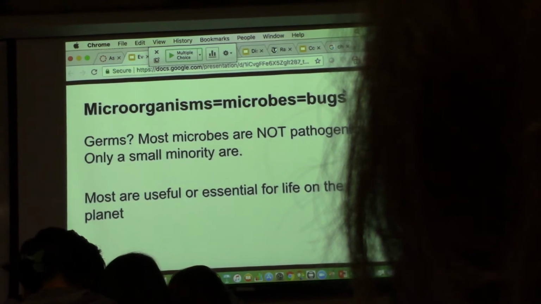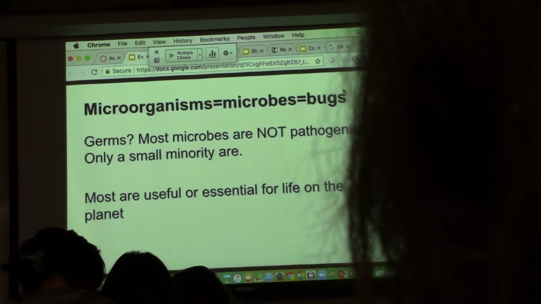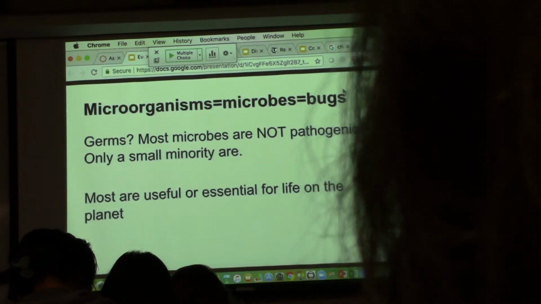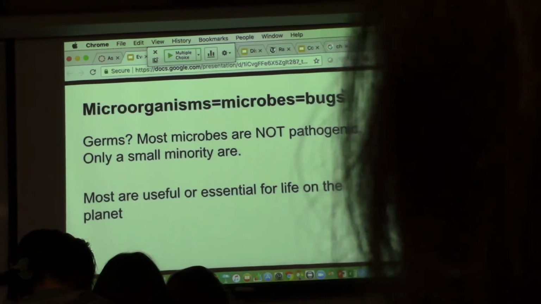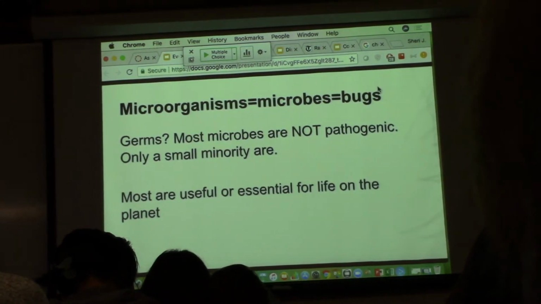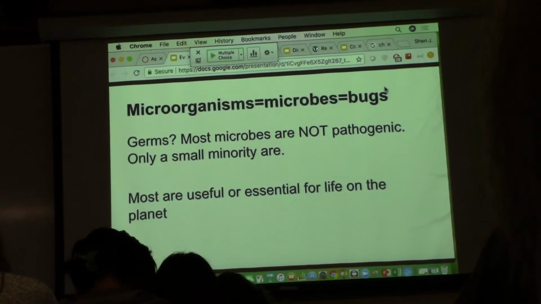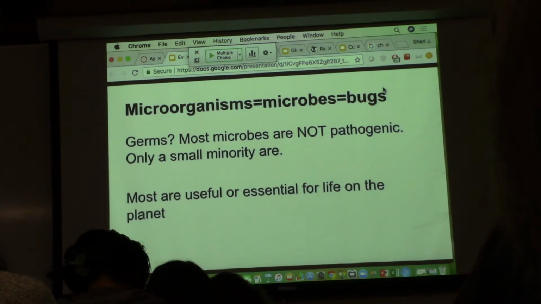Most of them are useful or essential for life on the planet. Think about those bacteria that produce oxygen. Would you want to disinfect them and get rid of them? The answer is no, because you need that oxygen to breathe, right? What about the bacteria that help fix nitrogen so crops can grow and you can have food? You kind of like those guys to stick around too, right? So what I'm trying to impress upon you is that the vast majority of bacteria fall into that category.